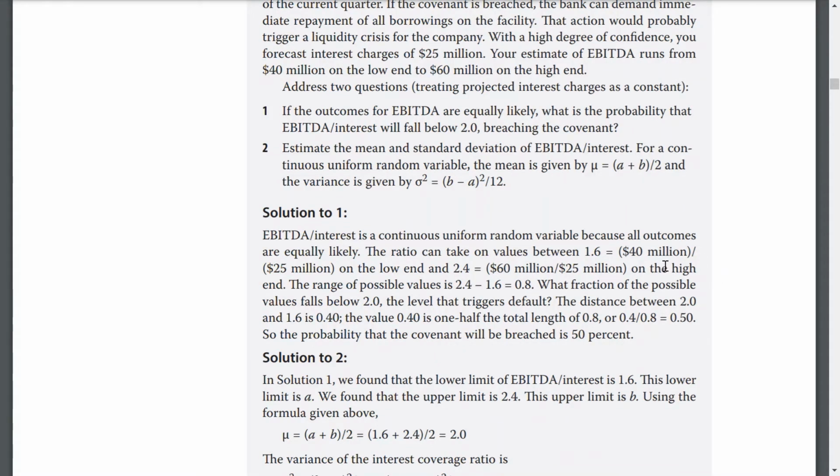The mean is given by mu equal to a plus b divided by 2, and the variance is given by the standard deviation squared, which is equal to (b minus a) squared divided by 12.